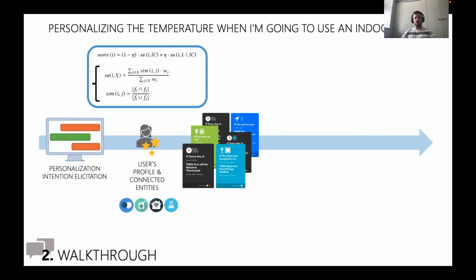These candidates are then combined with the long-term preferences of the user, like the rules that the user has already defined in the past, as well as the devices and services owned by the same user. Such a process ranks trigger action rules according to a semantic association metric that is computed by weighting triggers and actions through a Jaccard similarity index. And the output is a first set of recommended trigger action rules.